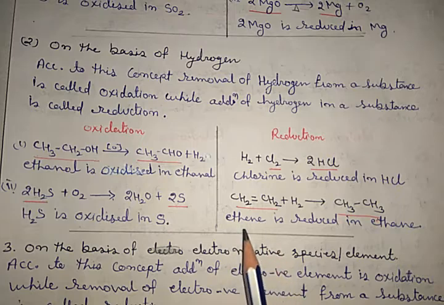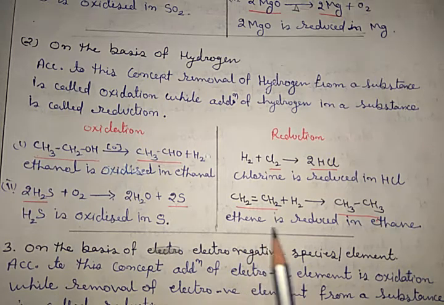So we can say that ethene is reduced in ethene. Got it?